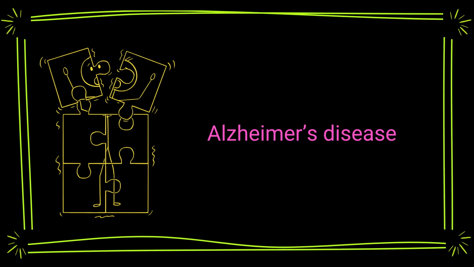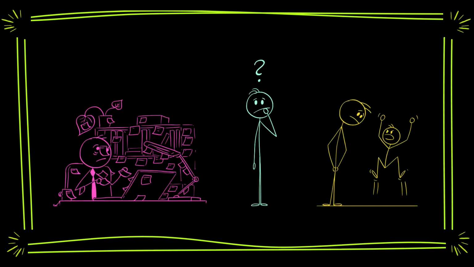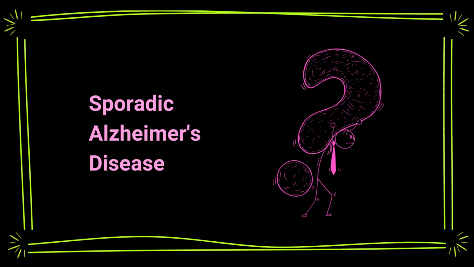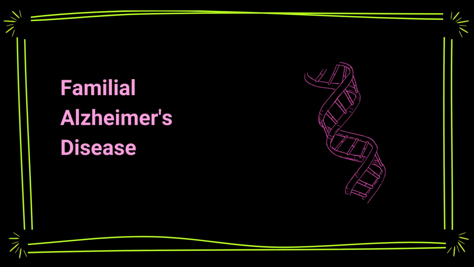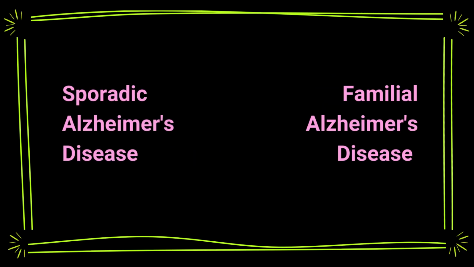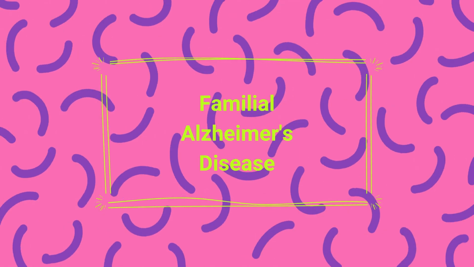Alzheimer's disease affects the brain and can cause problems with memory, thinking, and behavior. There are two ways that Alzheimer's disease develops. Caused by unknown reasons, this form is called sporadic Alzheimer's disease, or caused by a mutation. We call this form Familial Alzheimer's Disease. Sometimes you may see it referred to as autosomal dominant Alzheimer's disease. Both forms, sporadic and familial Alzheimer's disease, have the same symptoms. For this episode, we will explore familial Alzheimer's disease.